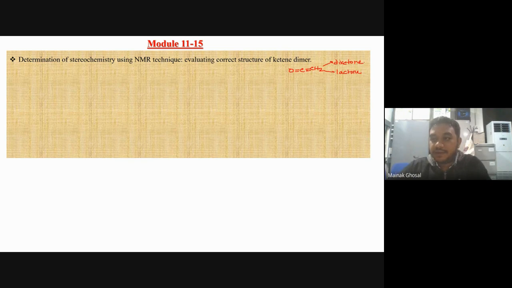What is the difference between diketone and lactone? In diketone you will see two keto groups, and lactone is nothing but a cyclic ester. So among these, which one does it actually prefer? It was explained using NMR that if you count the number of signals coming from this dimer, then you will understand which one it actually forms.